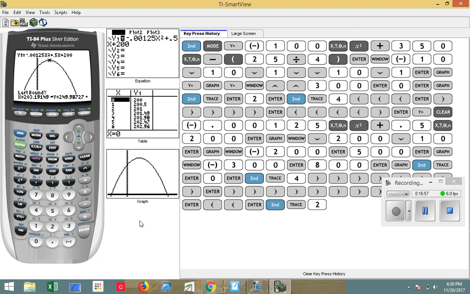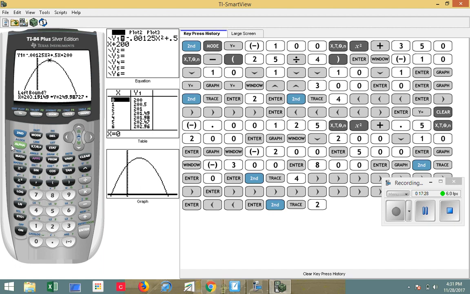Remember, it was left bound. We went to the left of the vertex, we hit enter. We went to the right of the vertex, we hit enter. We went on the vertex, we hit enter. This time, though, left bound, right bound, and guess are going to be in reference to the x-intercept, this one here. That's the one we want. So we're going to go to the left of the x-intercept, to the right of the x-intercept, and on it, which in this case, to the left would be a little bit above the x-intercept, to the right would be a little bit below the x-intercept, and then on the x-intercept.